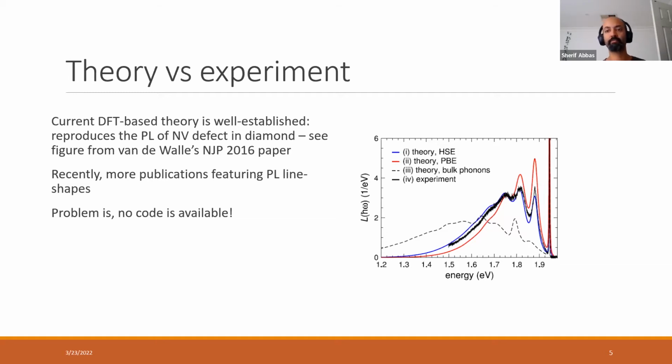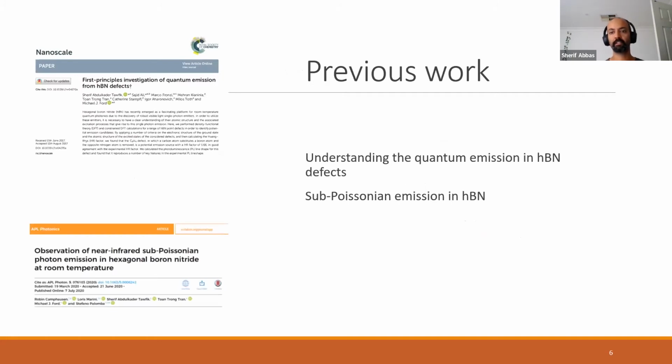I used that approach in order to study photoluminescence line shape and photoluminescence properties of defects in hexagonal boron nitride, which were discovered in 2016 by a group at the University of Technology, Sydney. And we produced this paper together. And later I worked with another group, University of Sydney, who produced this work on sub-Poissonian photon emission. So in these two works, I used code, that is, earlier versions of PyPhotonics, in order to study defects.